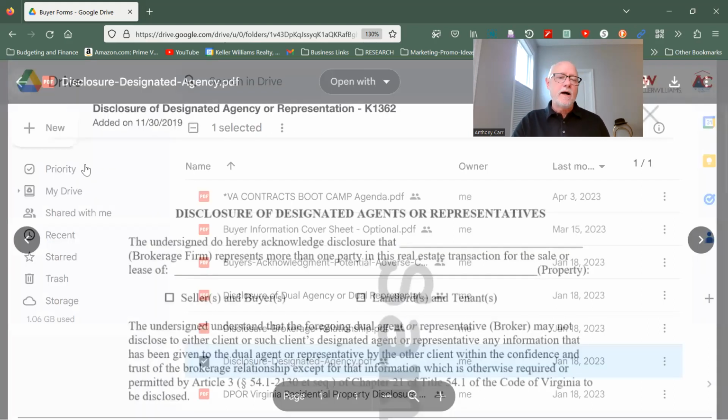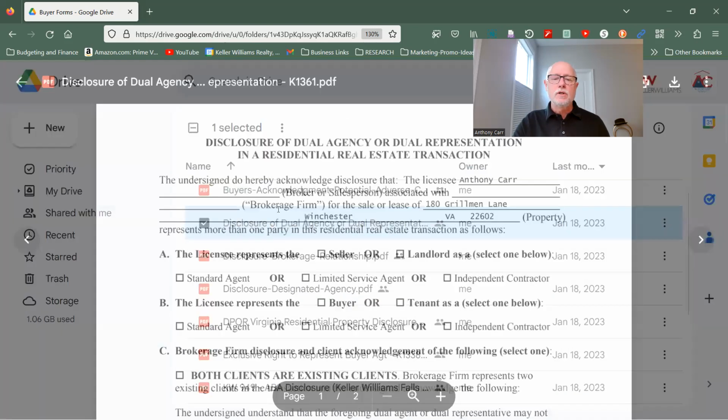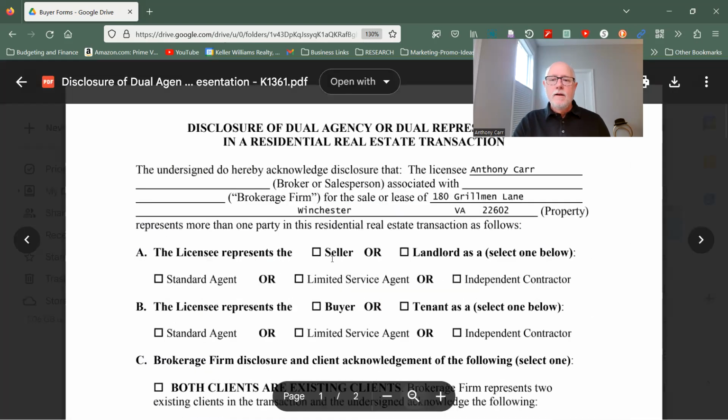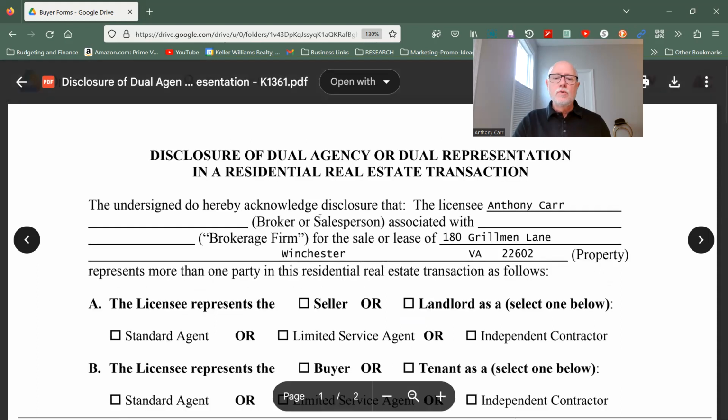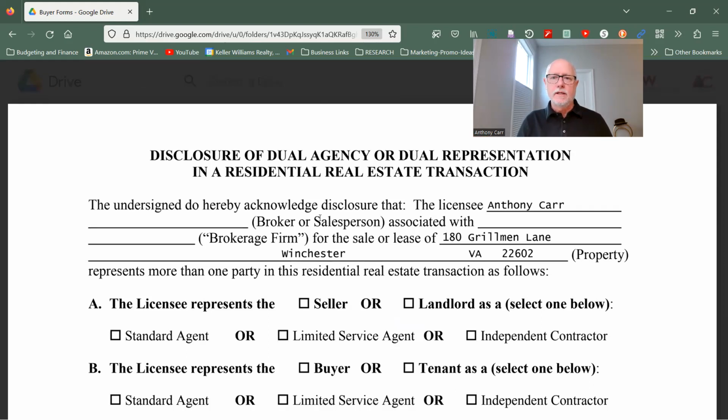Okay. And the final one that we do on disclosure is the disclosure of dual agency or dual representation. Now, I will tell you this, we don't like dual representation at KW United. We would rather that the buyer or seller has an agent that's working for them, and that you don't have one agent working for both of them.